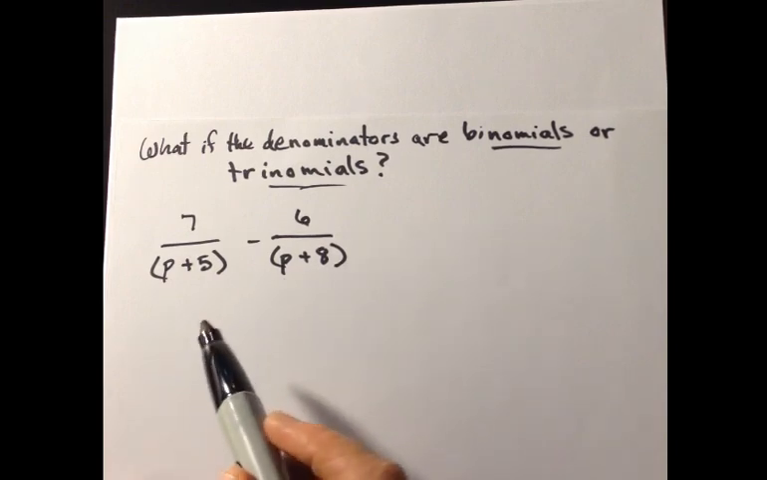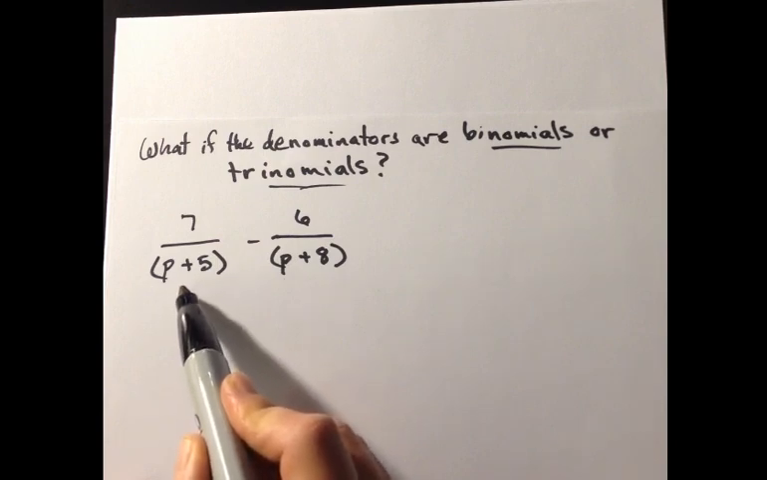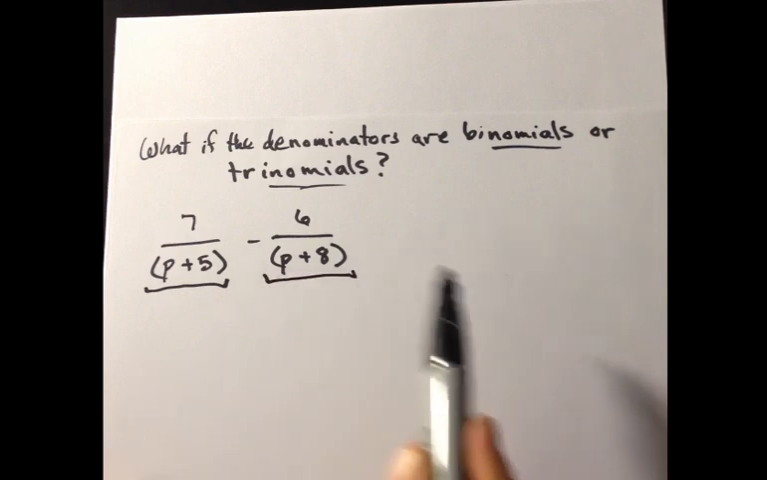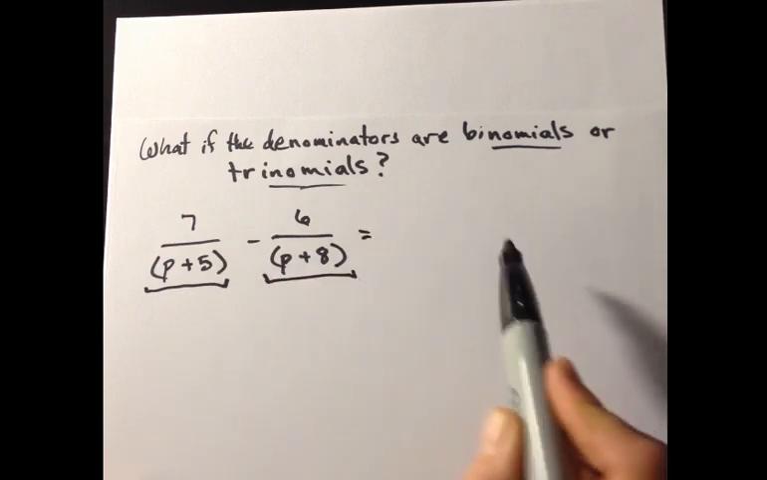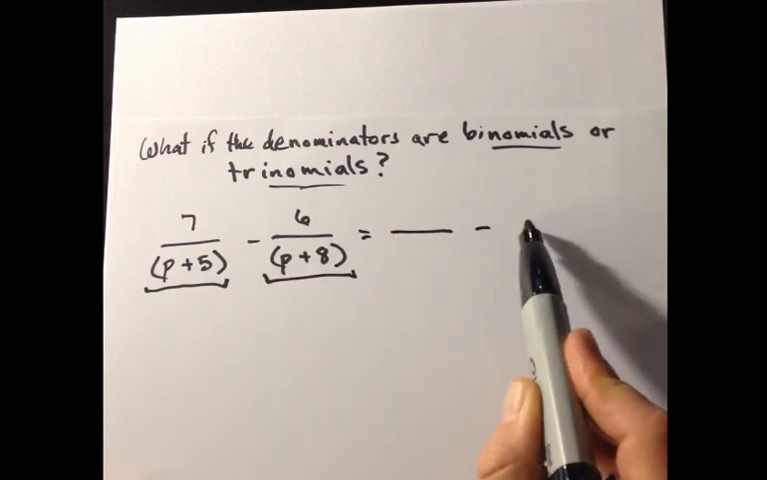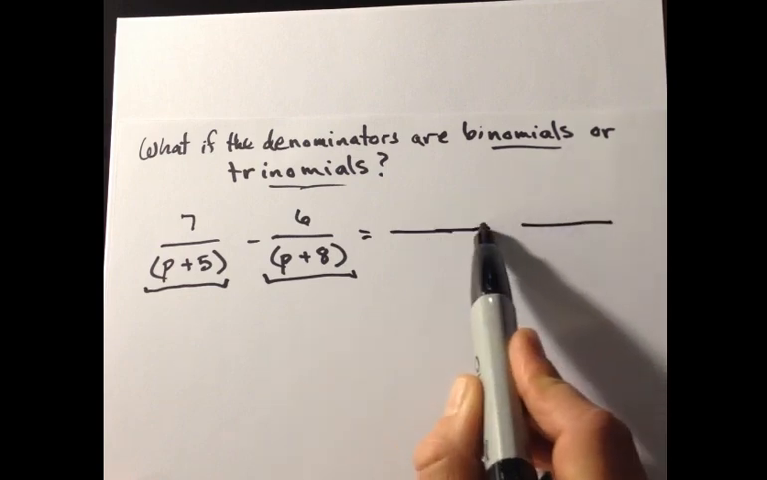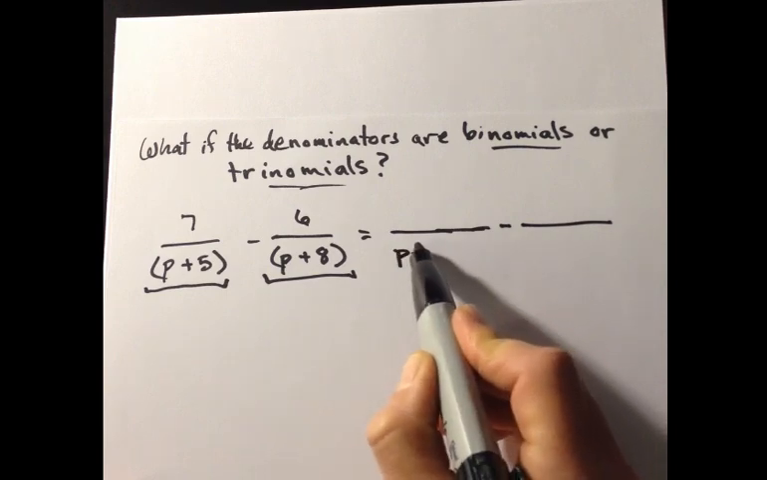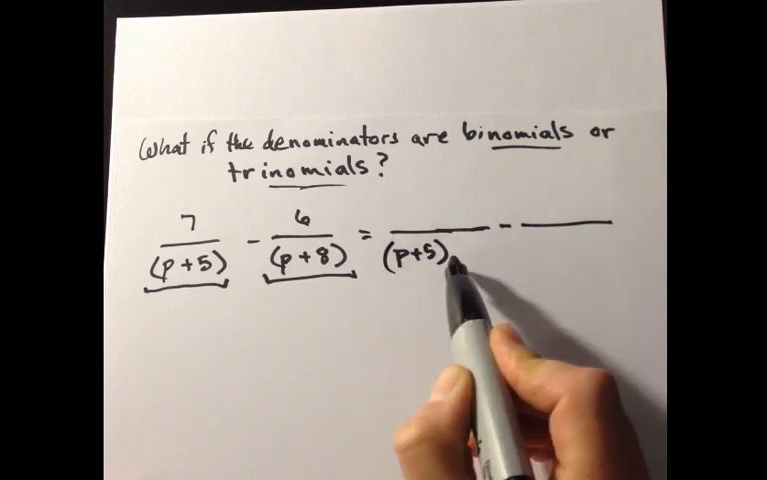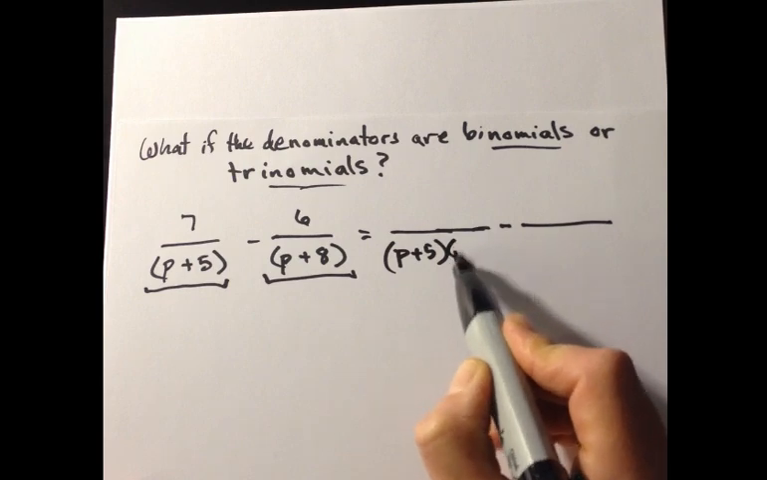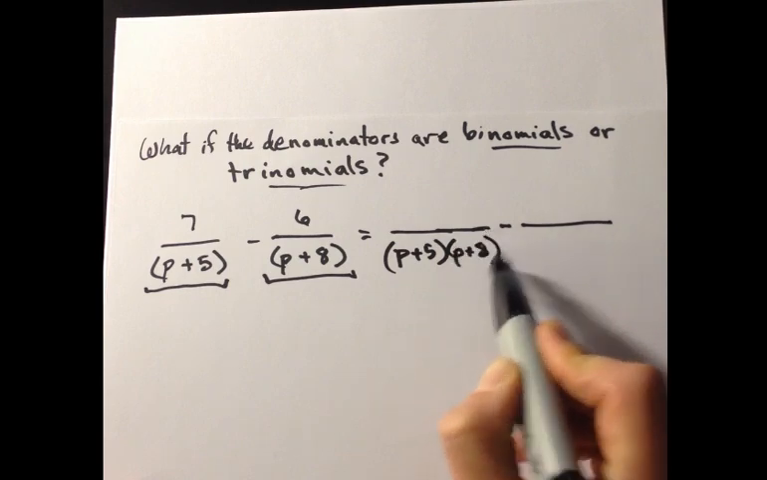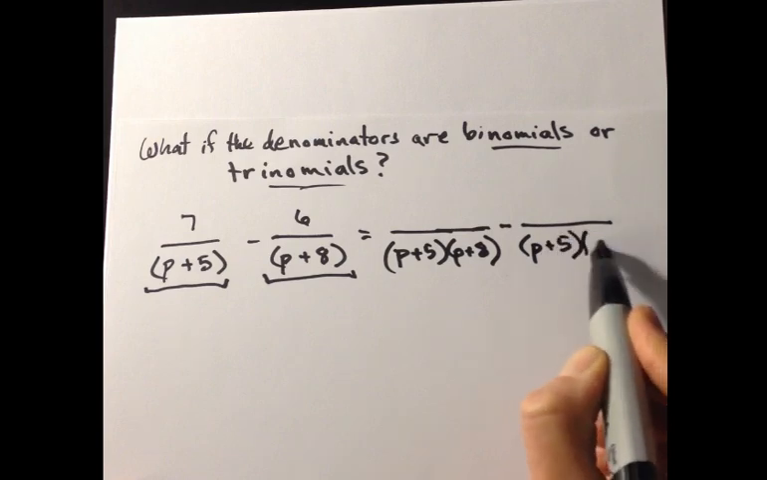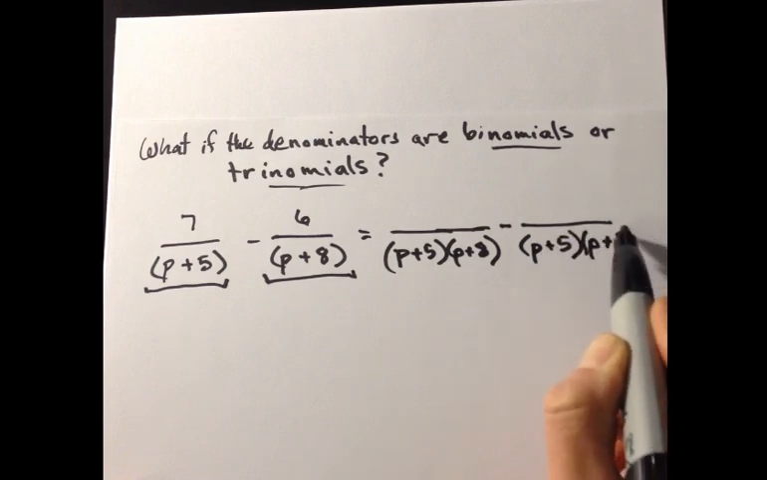That cannot be factored down any further. So what this means is that our least common denominator will have to have at least one factor of this and one factor of that. We're going to do that. Let's see, we'll give ourselves a little bit more room. So we have to have at least one factor of p plus 5 down here, and then at least one factor of p plus 8 down here. Same thing over here, p plus 5 times p plus 8.